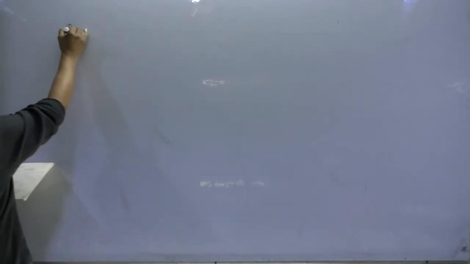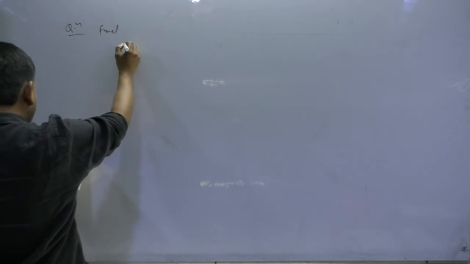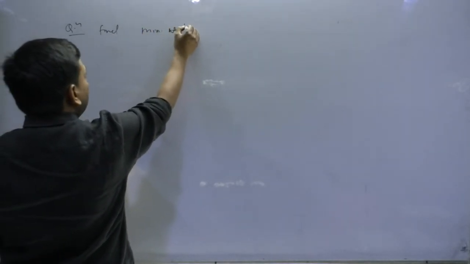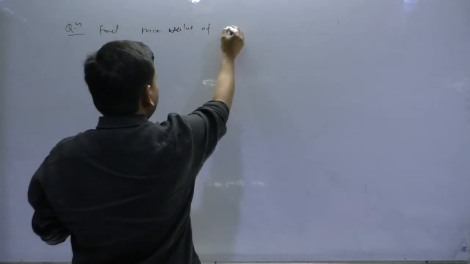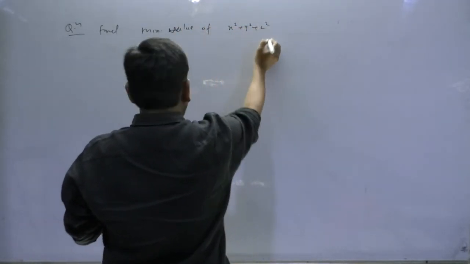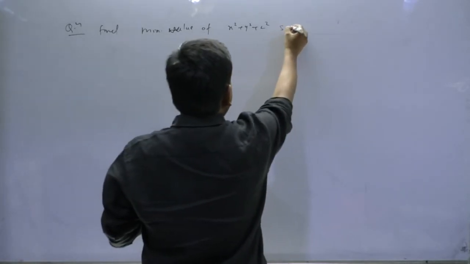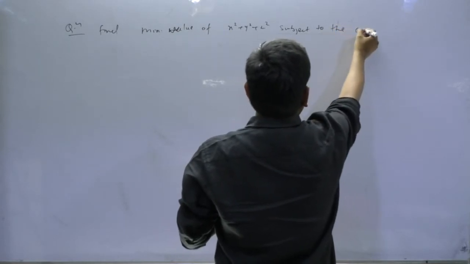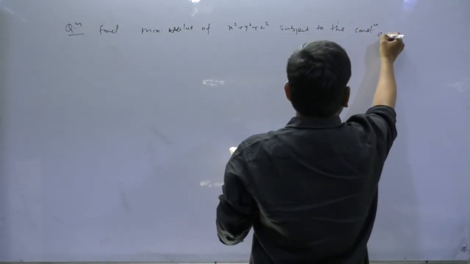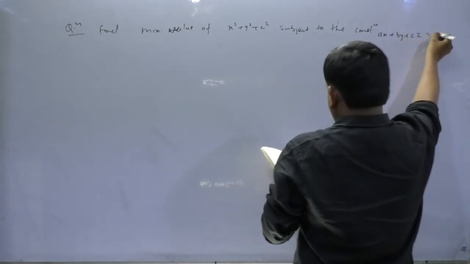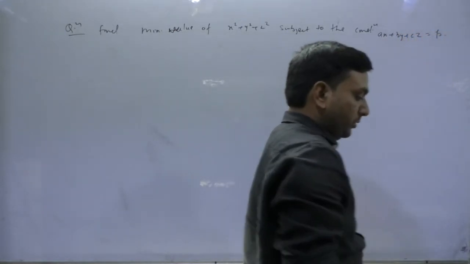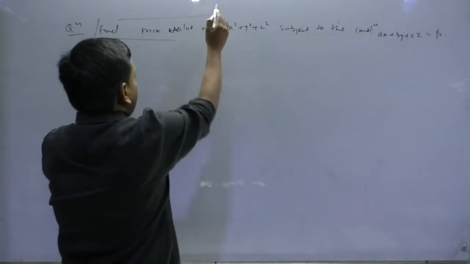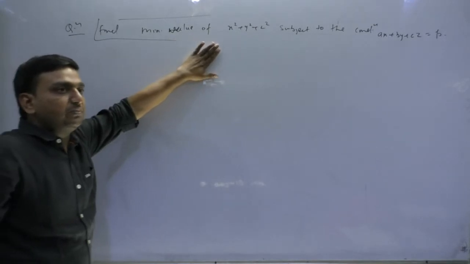They have asked a question: find the minimum value of x squared plus y squared plus z squared subject to the condition ax plus by plus cz equals p. Okay, children? So I have already conveyed how questions will be.